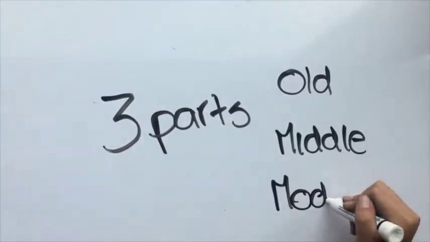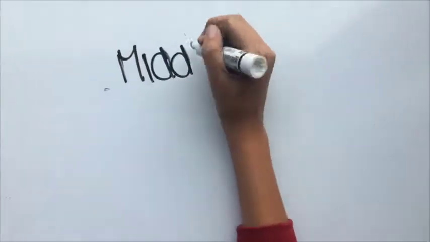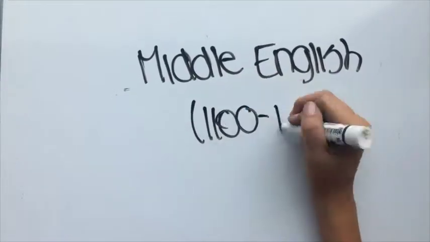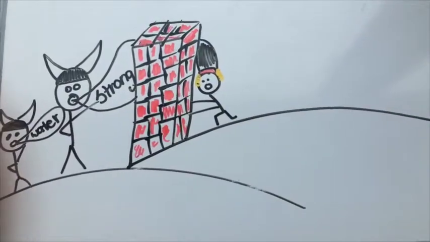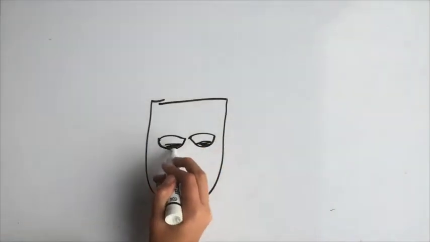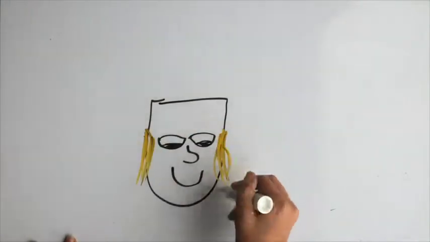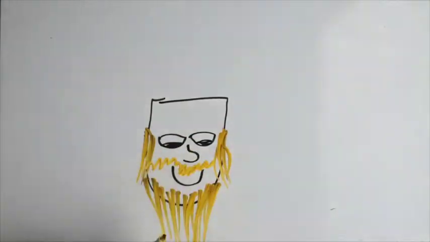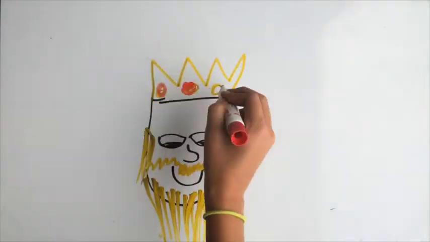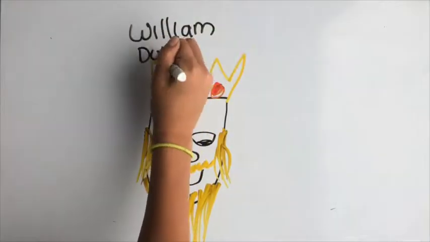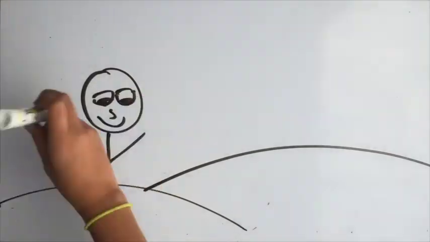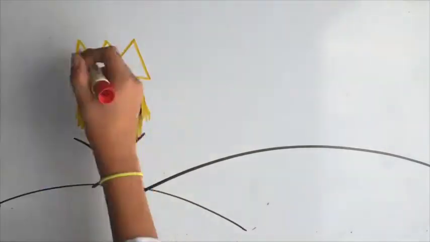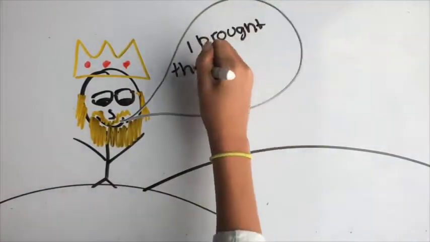The Middle English. It began in 1100 and it ended in 1500. The words strong and water derive from Old English. In 1066, William the Conqueror, the Duke of Normandy, invaded and conquered England. He brought them a new kind of French, which later they adapted to their language. Yeah, I brought them a new kind of French.